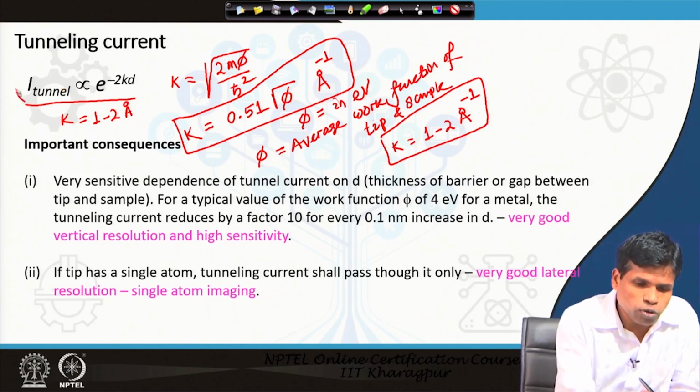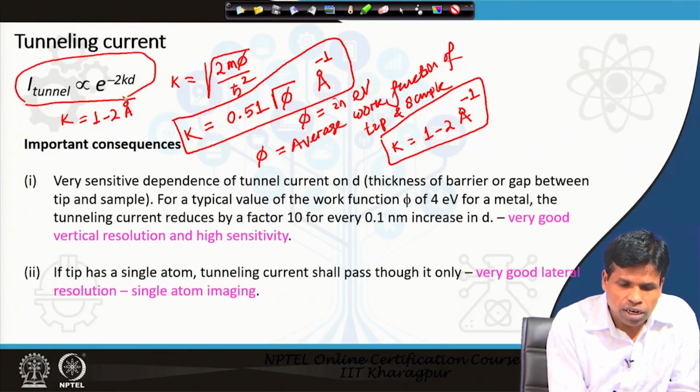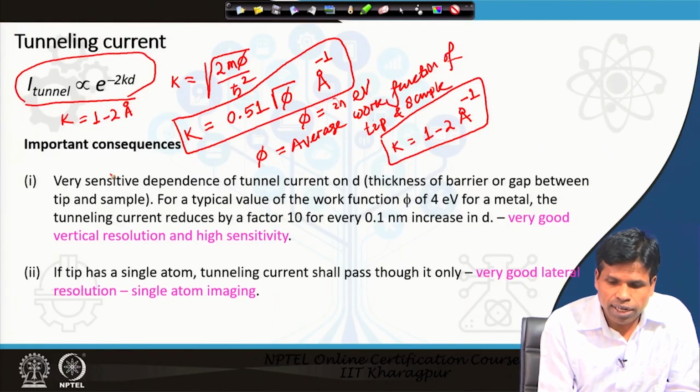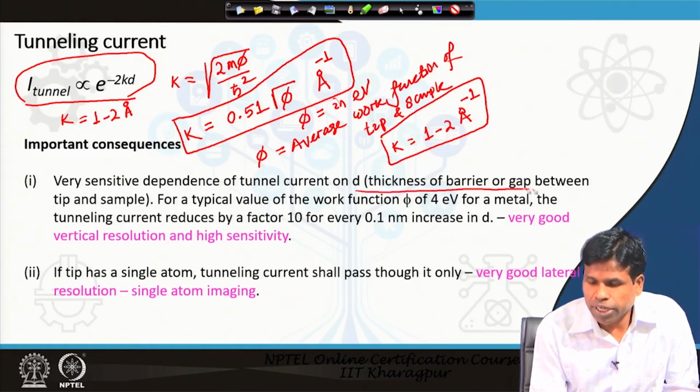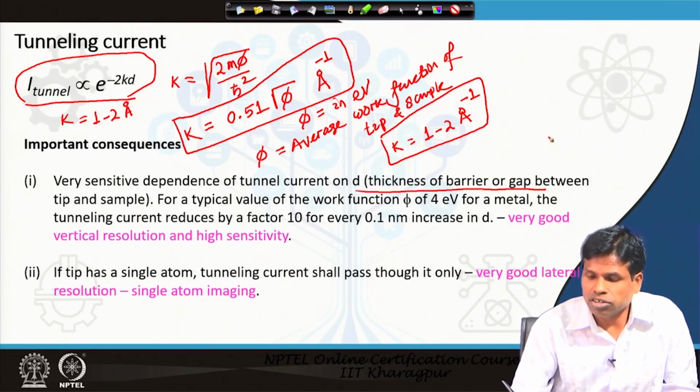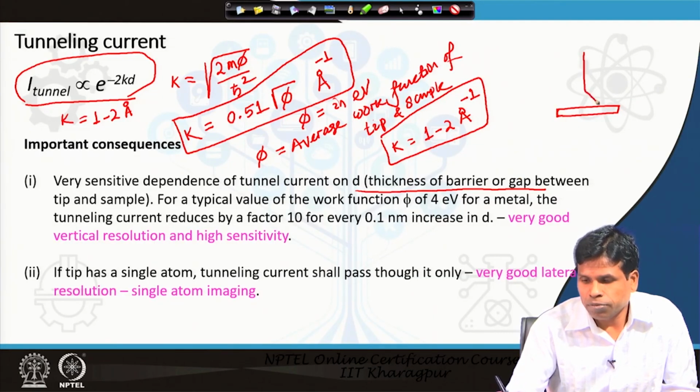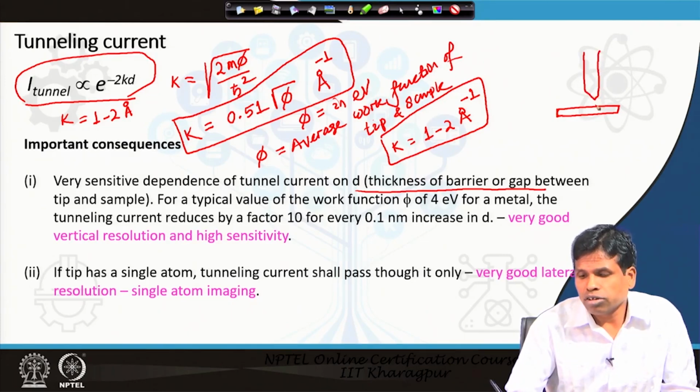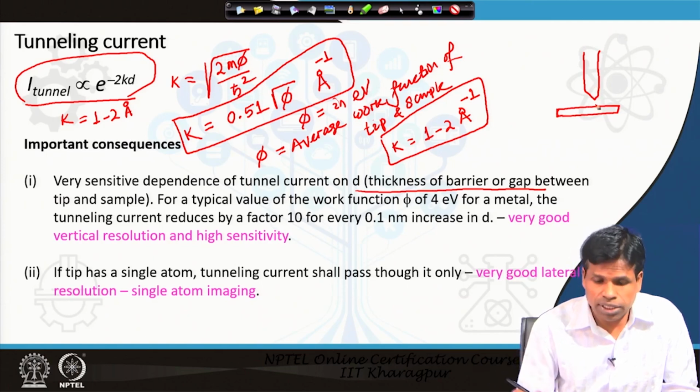So, an important consequence of this equation is that the tunneling current depends on the thickness of the barrier. In STM, this barrier is nothing but the gap between the tip and sample, because on one side we have the sample and then we have a tip here, we bring it very close, and this gap is our barrier. So, the electron has to pass this barrier to go from sample to the tip or in the opposite direction.